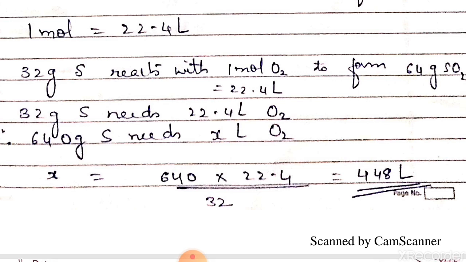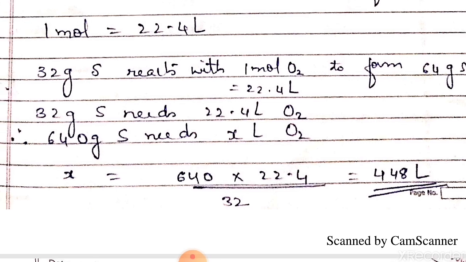So 32 gram sulfur needs 22.4 liter of oxygen. So 640 gram sulfur needs X liter oxygen. So here is the gram and volume relation. 32 gram sulfur needs 1 mole O2, and 1 mole is 22.4 liter. So 640 gram of sulfur will need X liter of oxygen. So X is equal to 640 into 22.4 divided by 32, which is 448 liters.